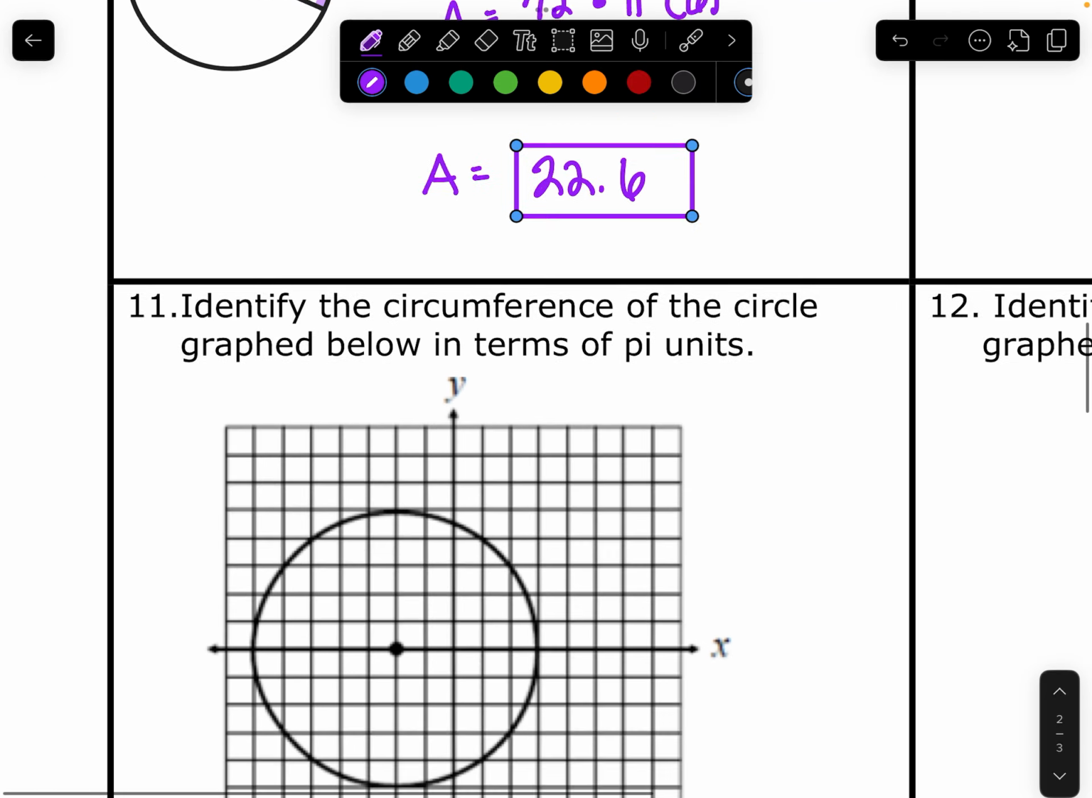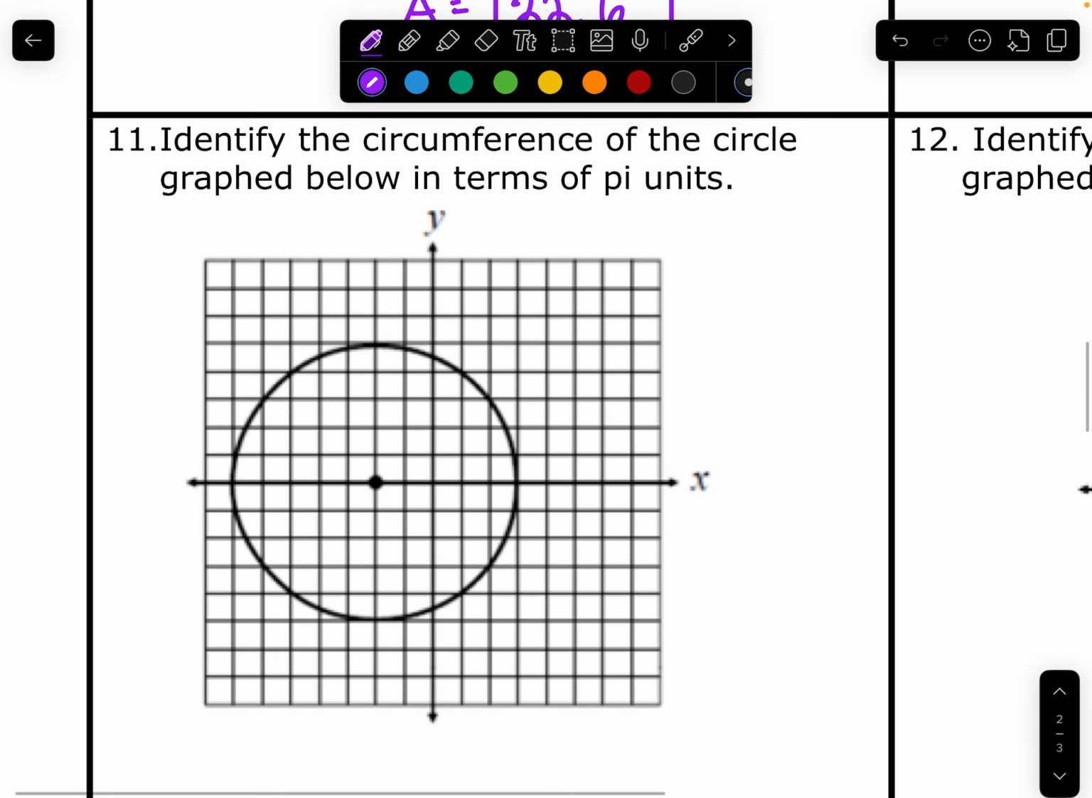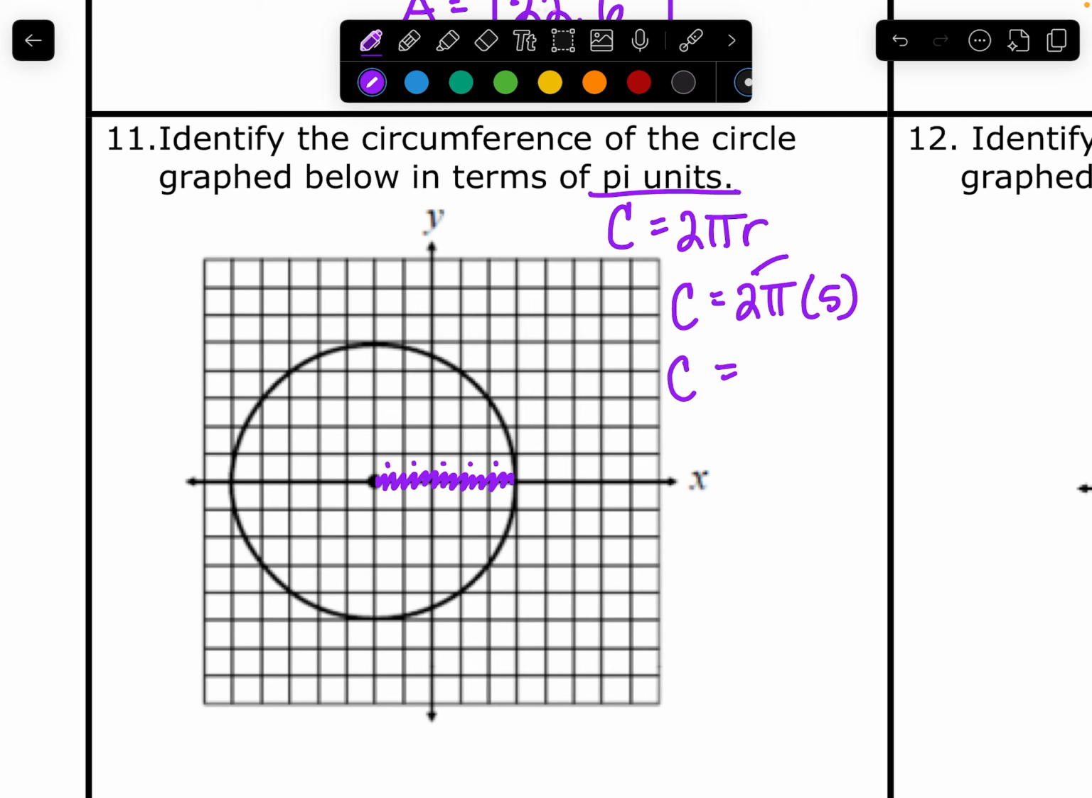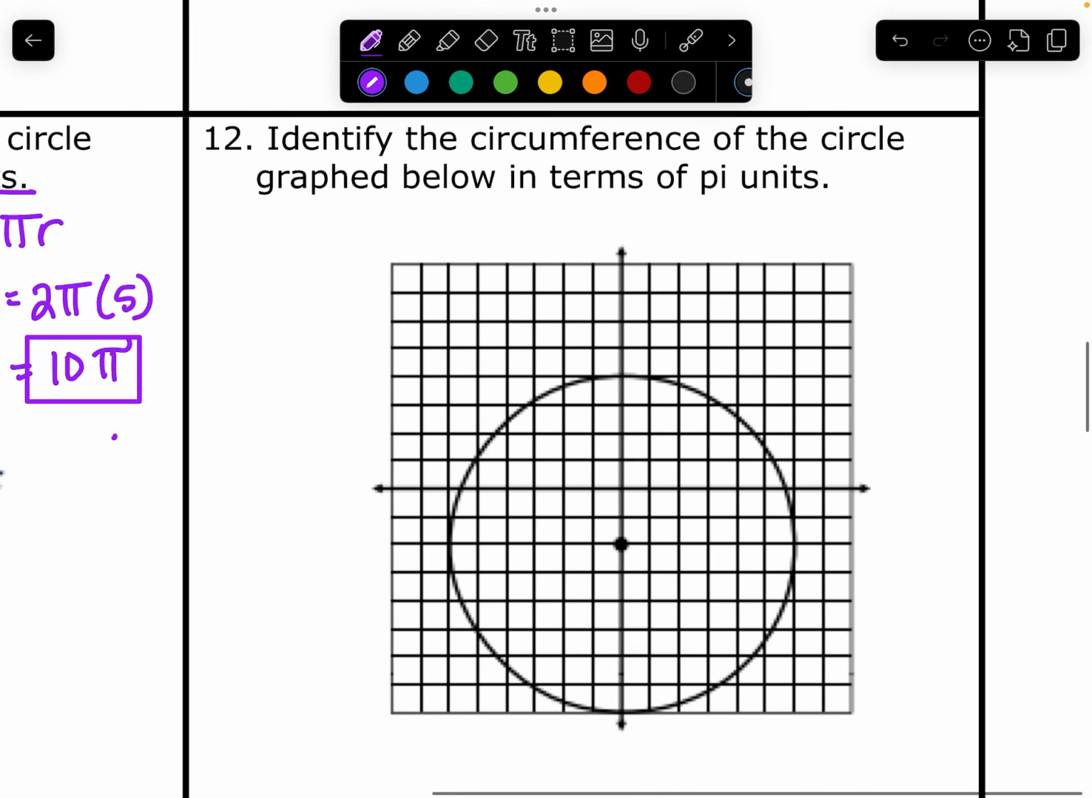And number 11, identify the circumference of the circle graph below in terms of pi units. Circumference equals 2 pi r. It doesn't matter which formula you pick, just pick one. And r is radius, and the radius of this circle is 1, 2, 3, 4, 5 units long. So that's 2 times pi times 5. And since we're putting this in pi units, we're just going to multiply the 2 and the 5, leaving the pi out of it because we want to write it in the answer. Go ahead and try number 12.